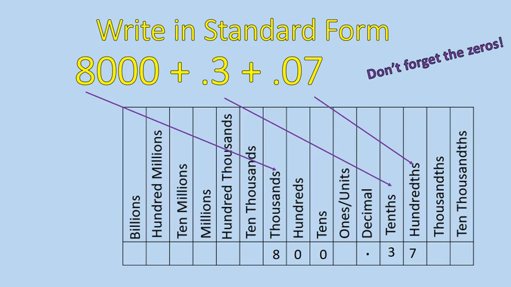Just like before, I'm going to fill in those zeros. I fill in all the zeros that are in between my largest number and my smallest number. That's it. I don't need to fill in the thousandths, 10,000ths, or 10,000s up to billions. My final answer is 8,000.37. That's it. That's the end. So using a place value chart, you eliminate the need to actually add up the numbers.